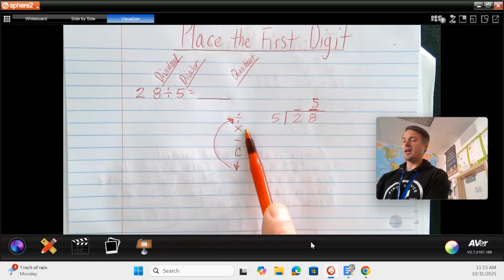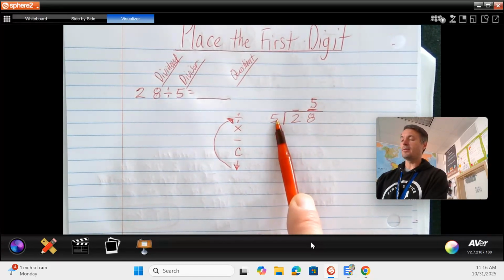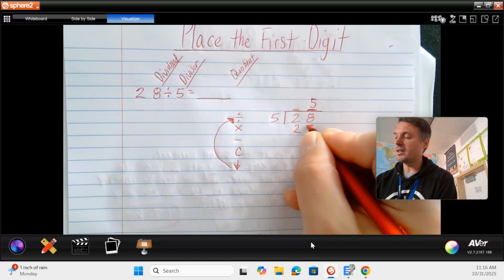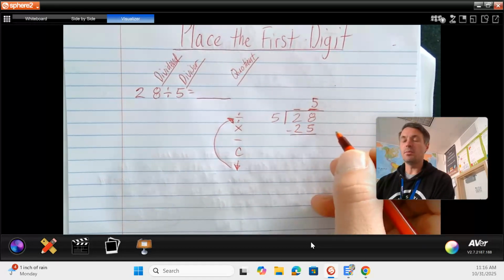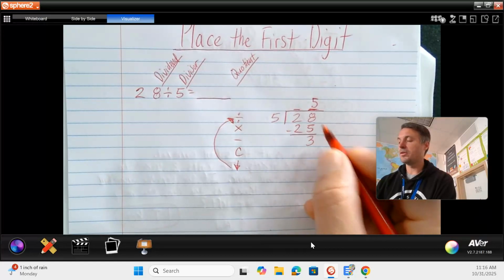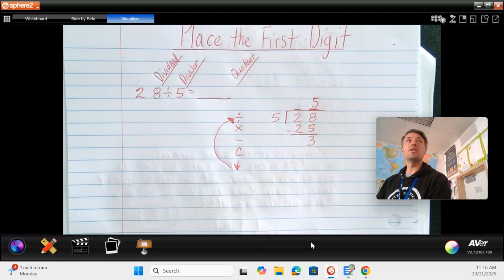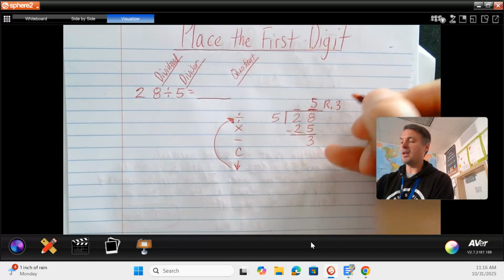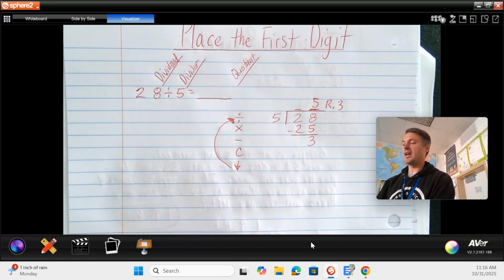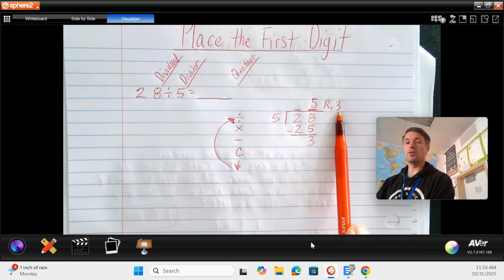That's the divide step. Then we multiply. 5 times 5 is 25. Then we subtract. 28 minus 25 is 3. And there's nothing left in the dividend that we can bring down, so we write our remainder at the top. So the answer is 5, remainder 3.